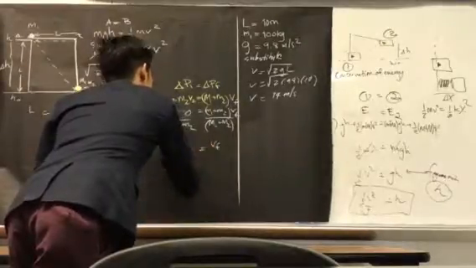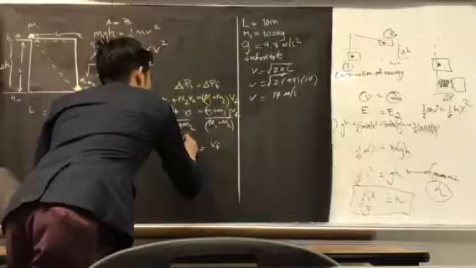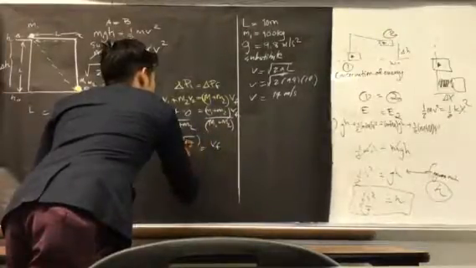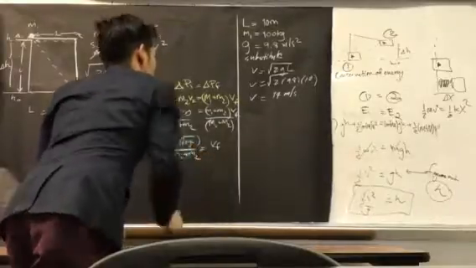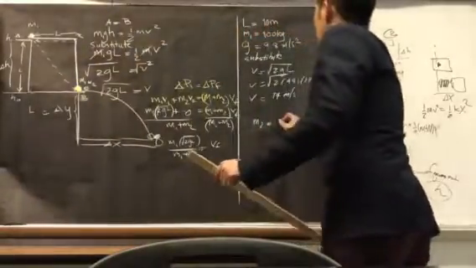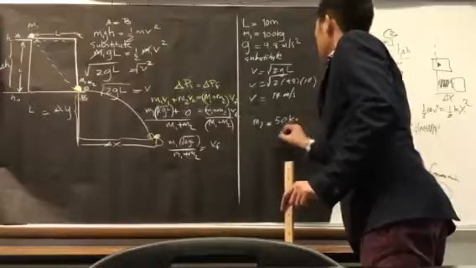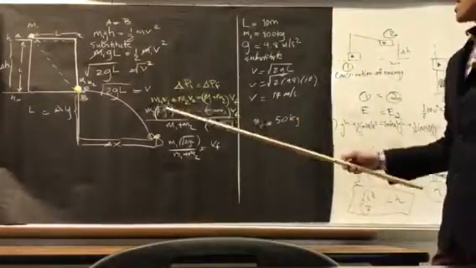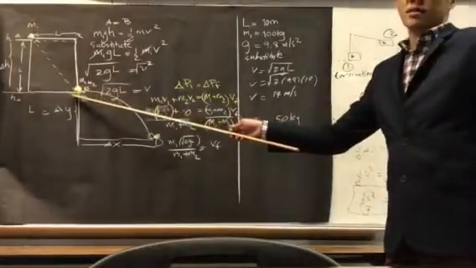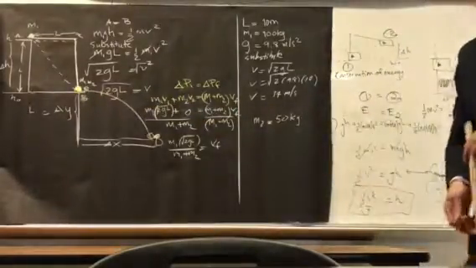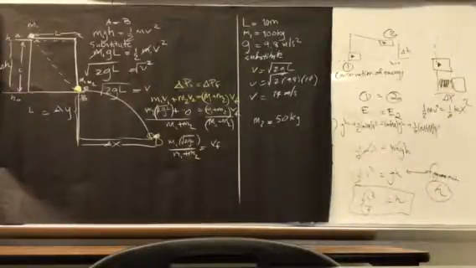So that would be VF is equal to M1 square root 2GL divided by M1 plus M2. Now I'm going to add M2, which is 50. So now you figure out the final velocity of the person and the object after the collision. 64, yes, meters per second.